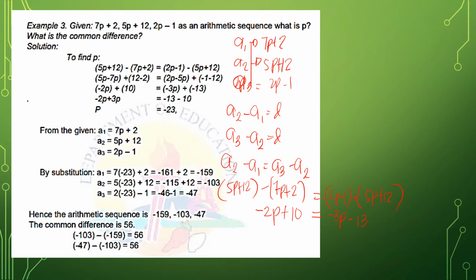Then, solve for p. We can add both sides by 3p, plus 3p, so we eliminate this. What remains here is negative 13. So, we have negative 2p plus 3p is equal to p plus 10. We can subtract both sides by 10 to eliminate this. So, p is equal to negative 23.